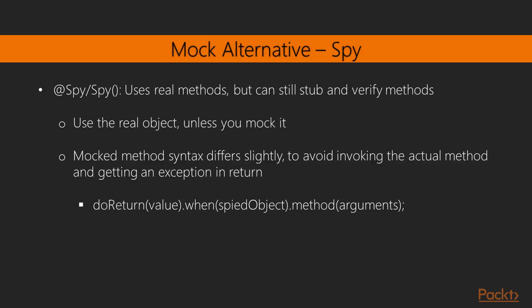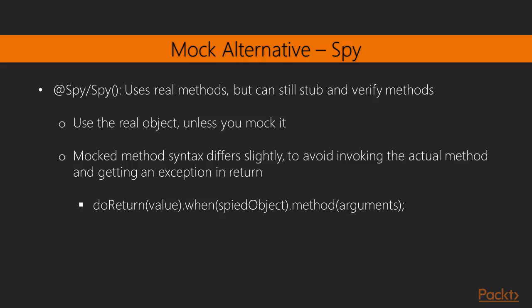There is an alternative to mocking, which is spy, and in that case, instead of actually creating a mocked object, you're using a real object with real methods, but you have the advantage of saying, okay, I want to use this real class that I've created at some point. I'm only going to mock the methods that I require. That has a slightly different syntax because just to avoid getting some exceptions in some cases, we have to put things in a kind of funny order.